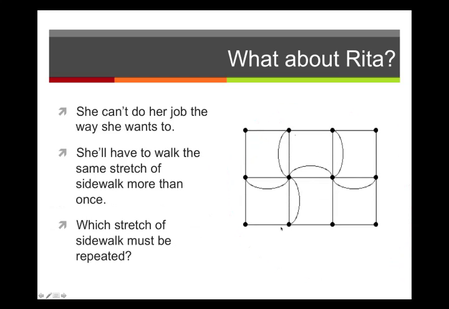Finally, let's ask about Rita. Remember, we had a little problem that motivated us to think about this question. We wanted to find an Euler circuit so that Rita could do her job, and it turns out, well, she can't do it the way she wants to. And the reason for that is, well, Euler's criterion. Look at this vertex here, and look at this vertex here. This one has degree 3, and this one, if you count, has degree 7. Those are odd numbers, and therefore there is no Euler circuit.